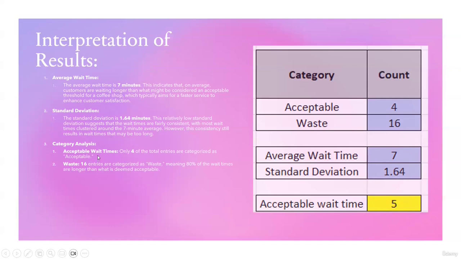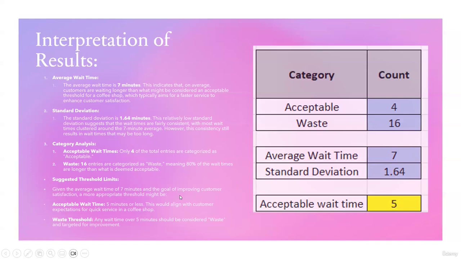Category analysis, acceptable wait times, only 4 of the total entries here are categorized as acceptable. Now, is it good? Because out of the 20 wait times, 4 are acceptable and mostly it's not acceptable. So it is not good. Waste, 16 entries are categorized as waste, meaning 80% of the wait times are longer than what is deemed acceptable.